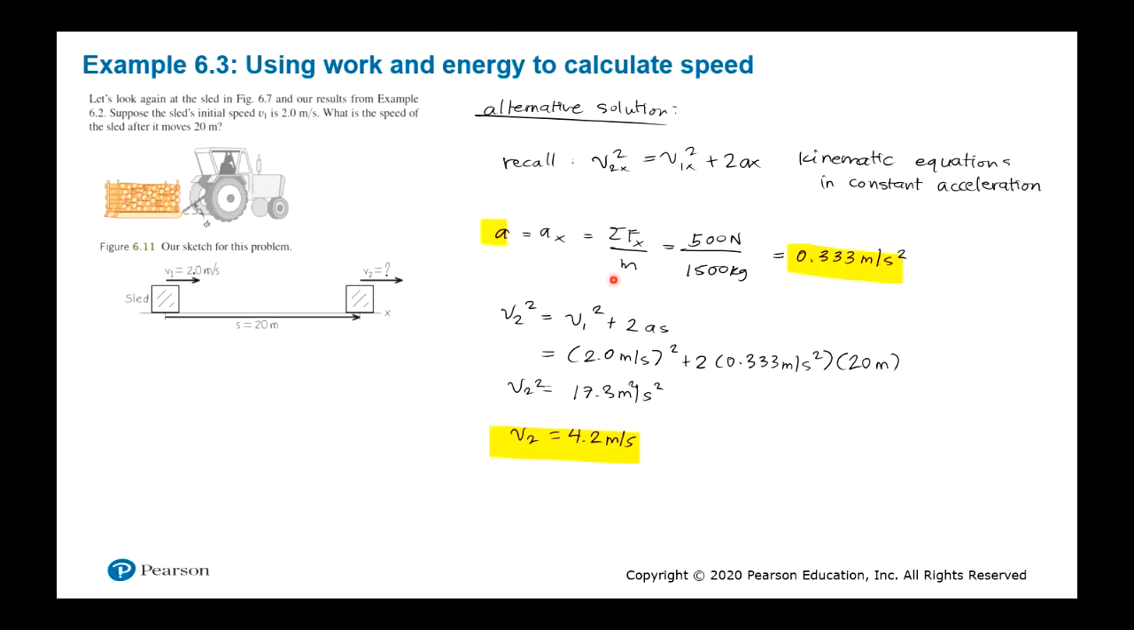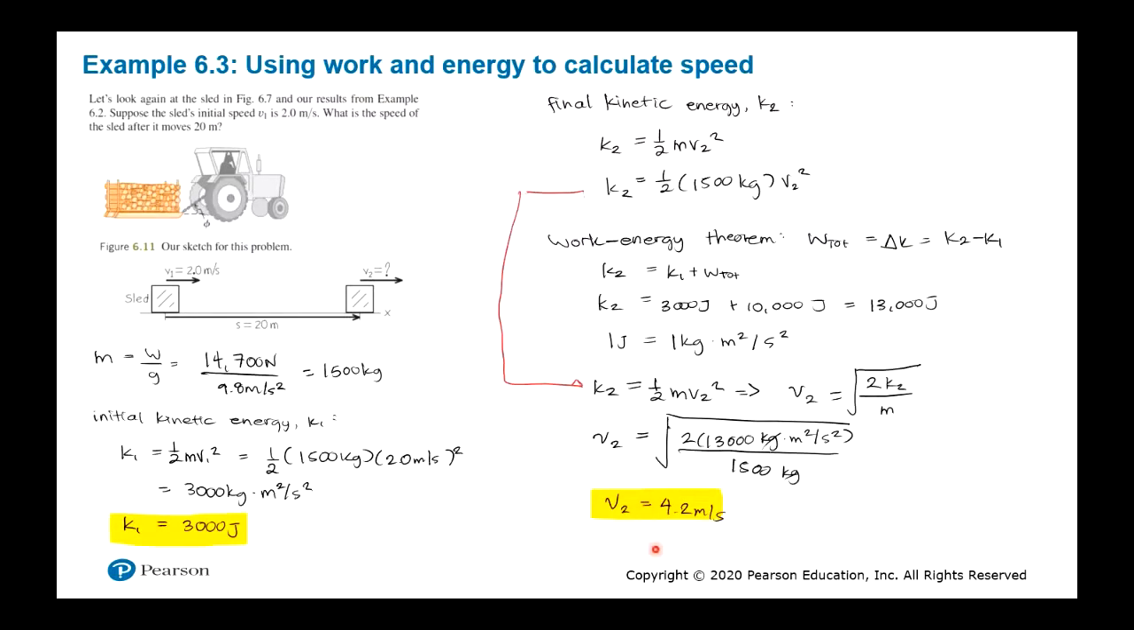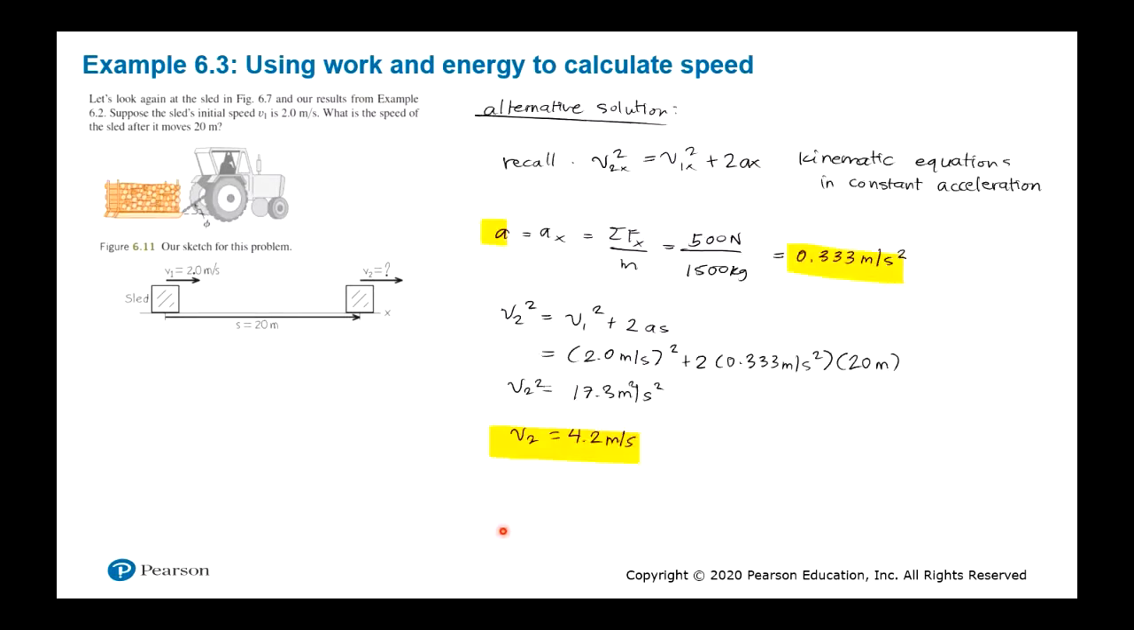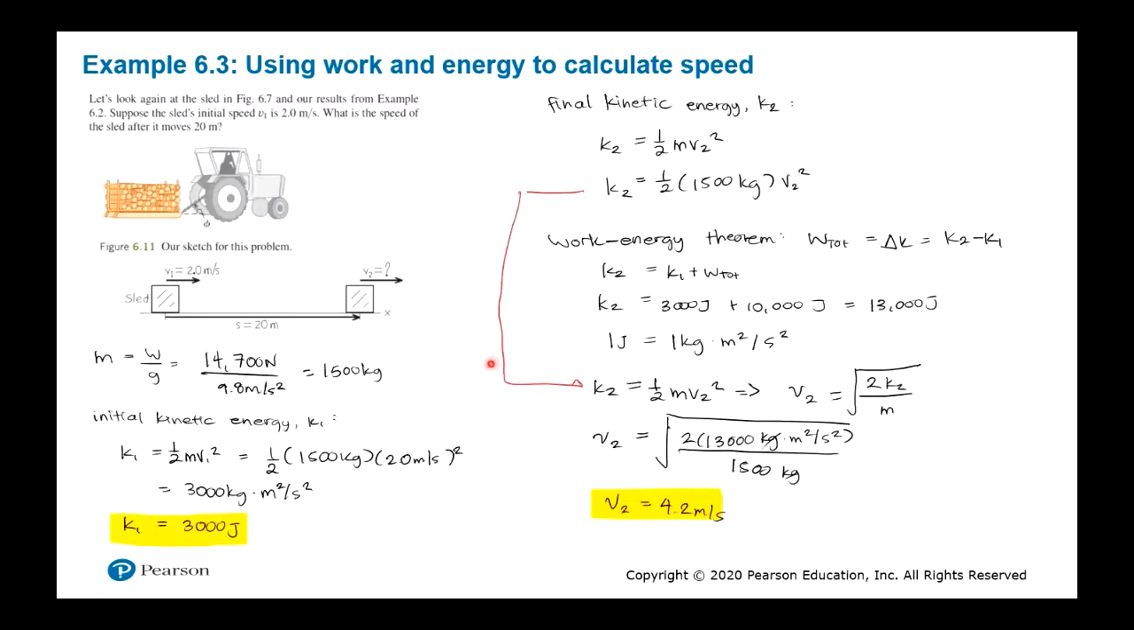We already have our v1. We already have our acceleration. We also know our displacement is 20 meters. So plugging all of those values in, V2 squared is equal to 17.7 meters squared per second squared. Taking the square root of both sides, we get V2 equals 4.2 meters per second, which is the same one that we got. But I think for me, it's much easier to relate it using the work energy theorem.